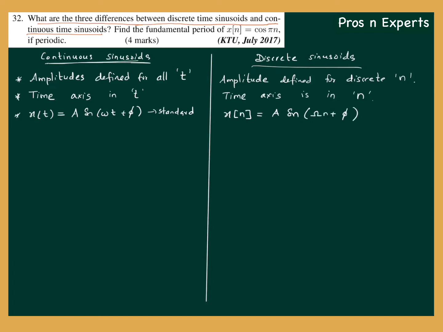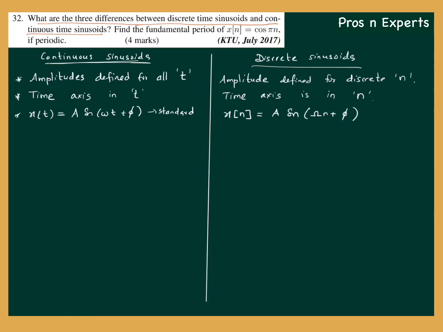Here omega is the angular frequency, phi is the phase shift, and A is the amplitude. And in the discrete time case, A is the amplitude, omega is the digital angular frequency, and phi is the phase shift.